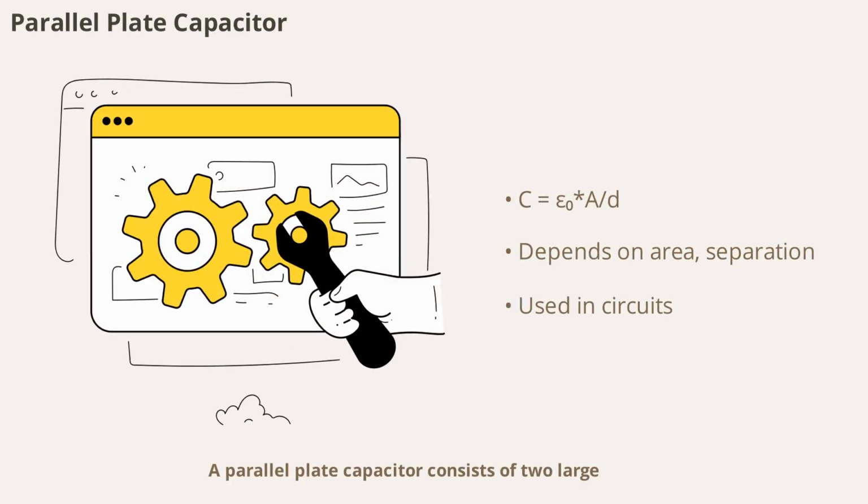A parallel plate capacitor consists of two large flat plates separated by a small distance. The capacitance of such a device is given by C equals epsilon 0 A over d, where A is the area of the plates, d is the separation, and epsilon 0 is the permittivity of free space. This setup is widely used in electronic circuits for storing energy, filtering signals, and tuning frequencies.